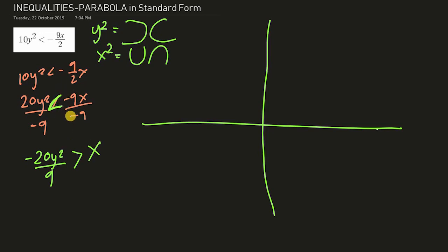Babaliktad rin po natin yan pag nag-divide tayo ng negative number. Pero, pag nag-divide tayo ng positive number, it will not change. So, if this is 1, 1 divided by 1, hindi yan mag-change. 1 divided by 2, hindi yan mag-change. It will just change if you divide it using a negative number. That's a must. Alright?